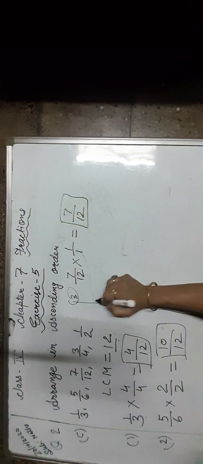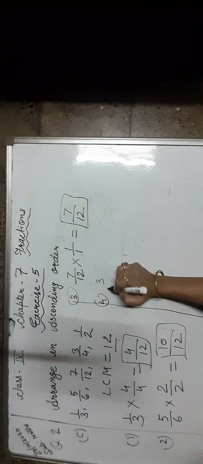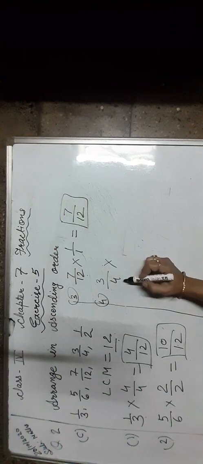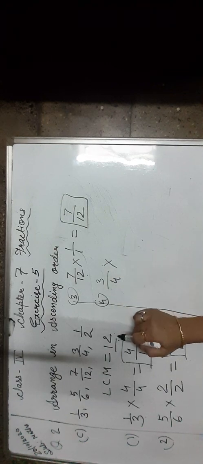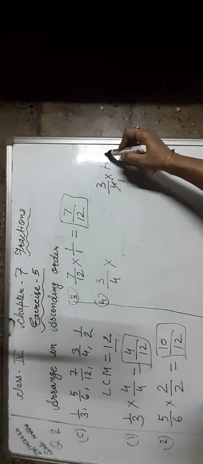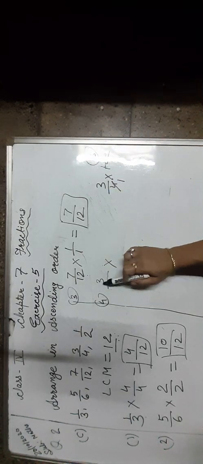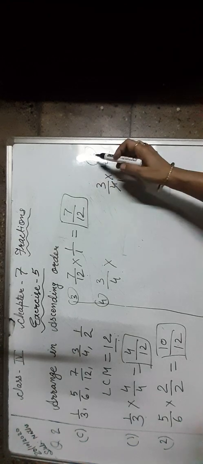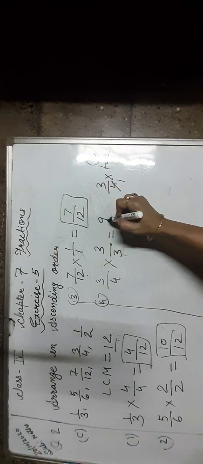Let us take next fraction, that is 3 upon 4. So how much multiply in 4 to get 12? Let us see. 3 upon 4 into 12. If we cancel by 4, 4 ones are 4, 4 threes are 12. So both numerator and the denominator multiply by 3. 3 threes are 9, 4 threes are 12. So you'll get 9 upon 12.